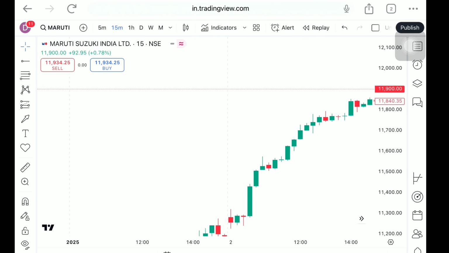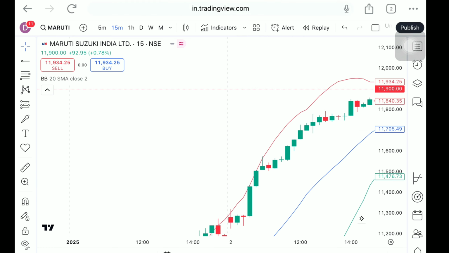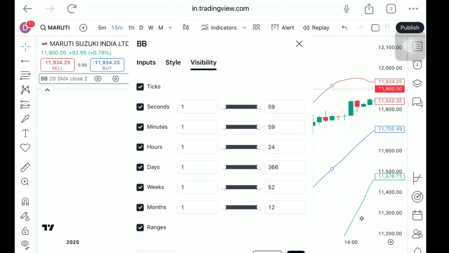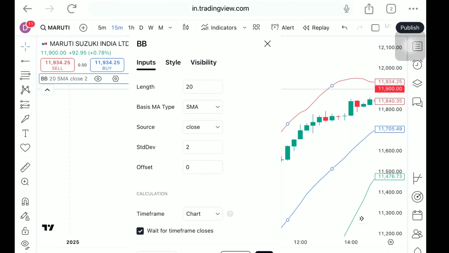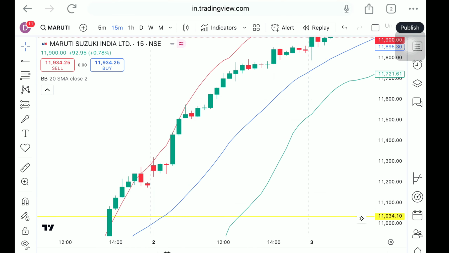First, open the TradingView chart. After that, go to the indicators. There, add Bollinger Band. Then go to the settings. Visibility should not be changed. Style should not be changed. If you want, you can change the colors. In inputs, you have to keep length 20, basis MA type SMA.